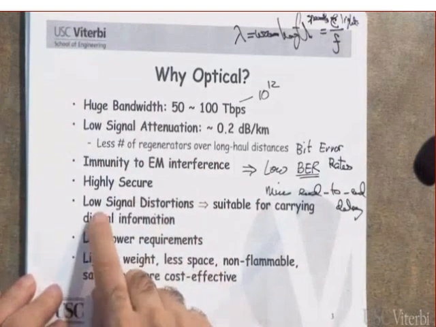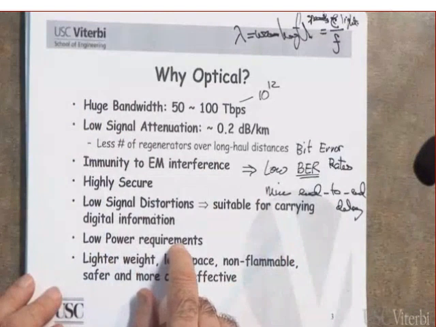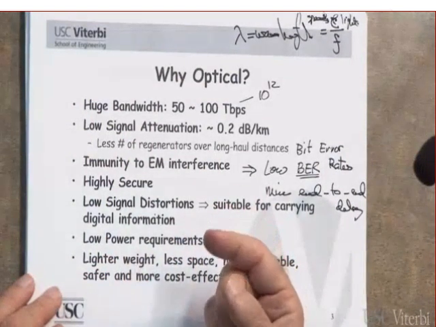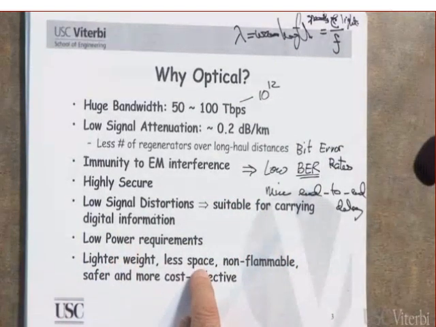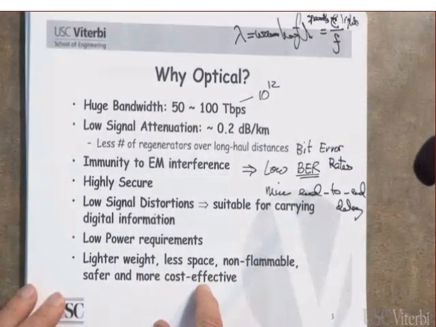So highly secure, low signal distortion, suitable for carrying digital information, low power requirement, does not require too much power, lighter weight. Why is it lighter weight? The fiber is so thin. Lighter weight, less space, it takes less space, non-flammable, safer and more cost effective, and so on.